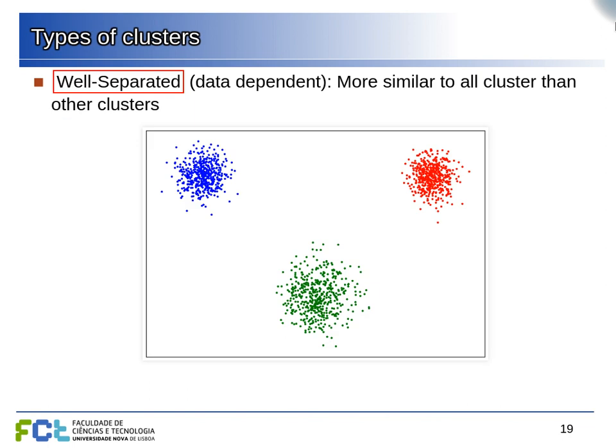Another thing that influences how we do clustering is the data. In some cases we have these well-separated clusters, meaning that the data itself is very well behaved and shows different groups that are very tight and far apart. So this makes it easier to determine how we're going to cluster our groups.